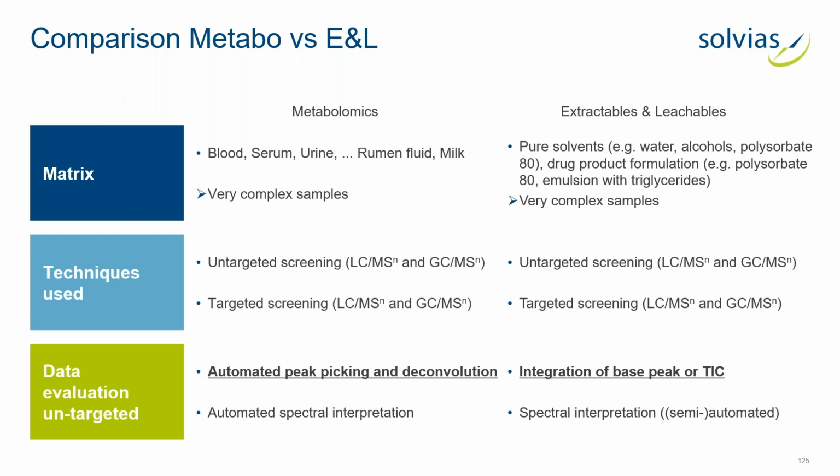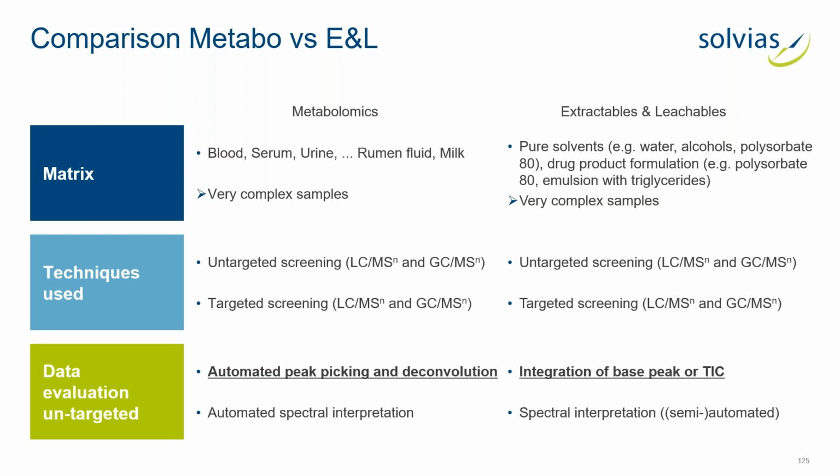Polysorbate is also recommended to be screened by the BPOC protocol, so you already have it in your extractable study. And I will show later a chromatogram of polysorbate extract. You will see how much you can see on it. The techniques are exactly the same. We have untargeted screening methods for GCMS, LCMS, and targeted ones. So from the point of view of sample, it's very complex.